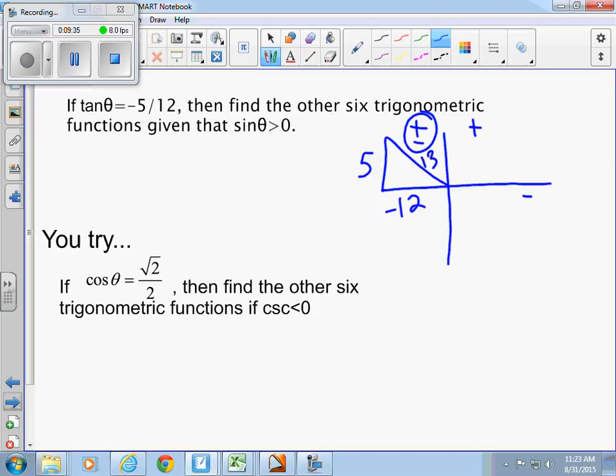Okay. And so I want to find the other, it says other 6, really there's other 5. So cotangent, I didn't have to draw anything to find cotangent. I could have found that just from the original problem. If that's all it asks for, don't waste your time drawing a picture. I just flip it.